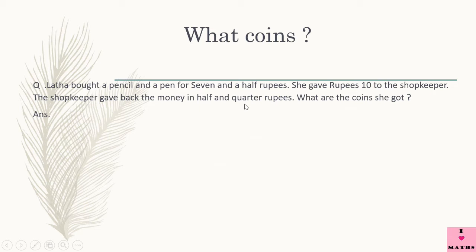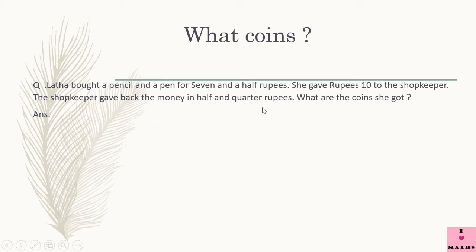100 divided by 4. 4 twos are 8. 10 minus 8 is 2. Copy 0 from above. 4 fives are 20. 20 minus 20 is 0. So, 4 25s are 100. It means a quarter rupee is equal to 25 paisa.